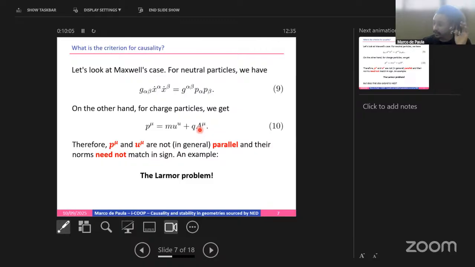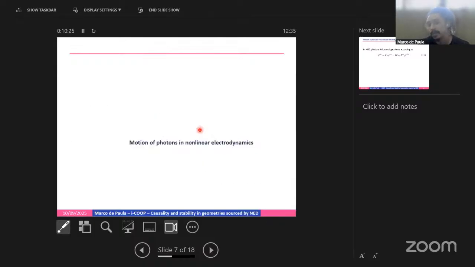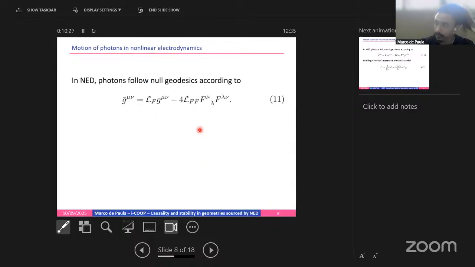And the question is very simple: does that also extend to nonlinear electrodynamics? So does this criterion for causality, looking at the norm of the full velocity or just at the norm of the full momentum when we work with photons, hold in nonlinear electrodynamics? This is what we want to answer in this presentation. So let's move to the motion of photons in nonlinear electrodynamics.